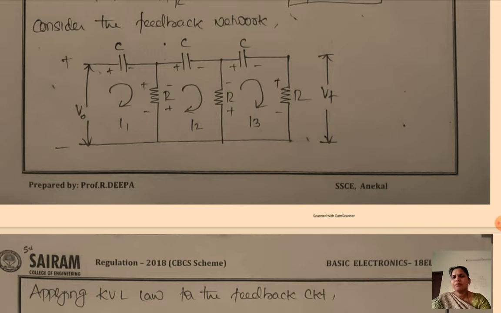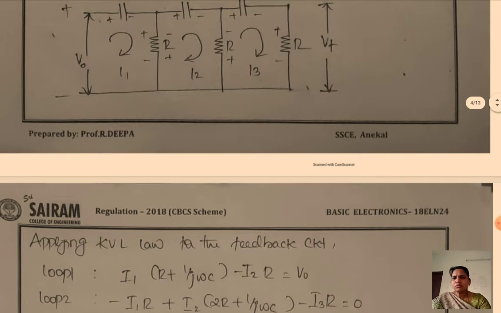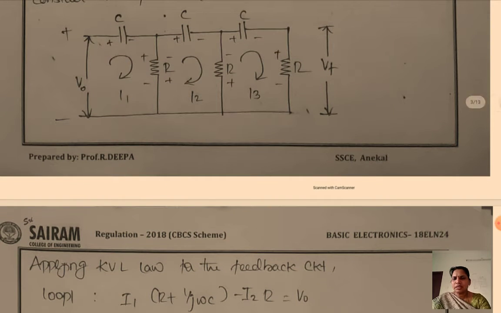For the first section, loop 1, we can write the current I1 into the resistance R plus 1 divided by j omega C, minus, since another current is flowing across the same resistor R available in loop 1, minus I2 into R, which is equal to the total voltage V0.